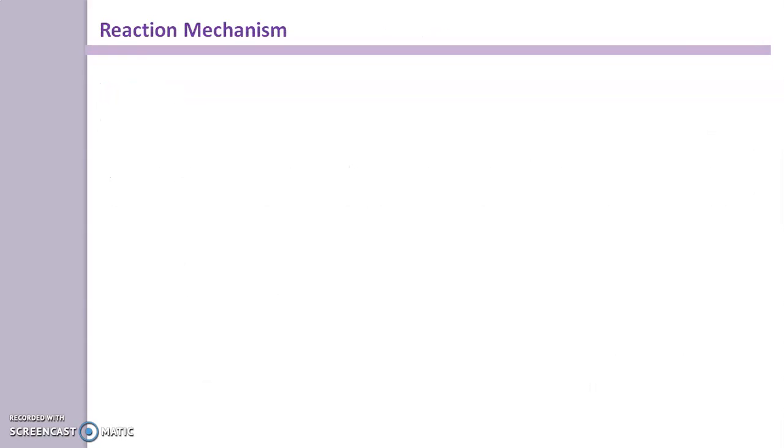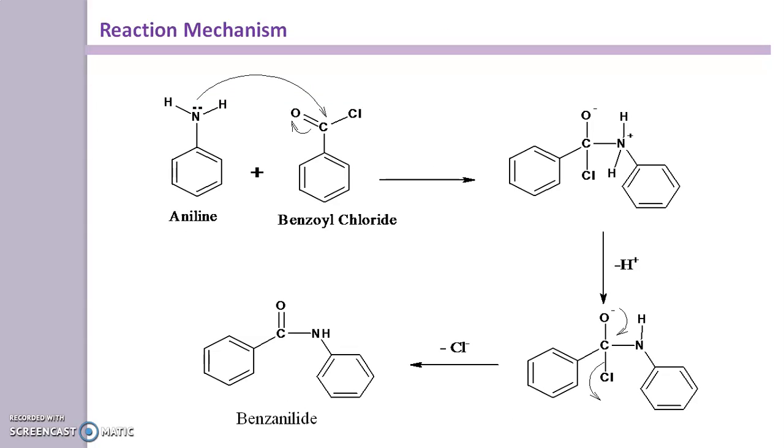Now next is its reaction mechanism. The aniline reacts with the benzoyl chloride. In benzoyl chloride there is a C double bond O, and this oxygen has more electronegativity. Due to its electronegativity the electron cloud is toward this oxygen, and this carbon now becomes electron deficient, so it has a positive charge.